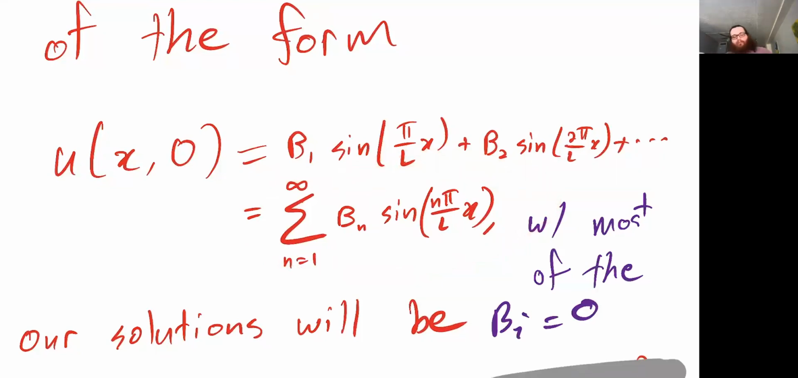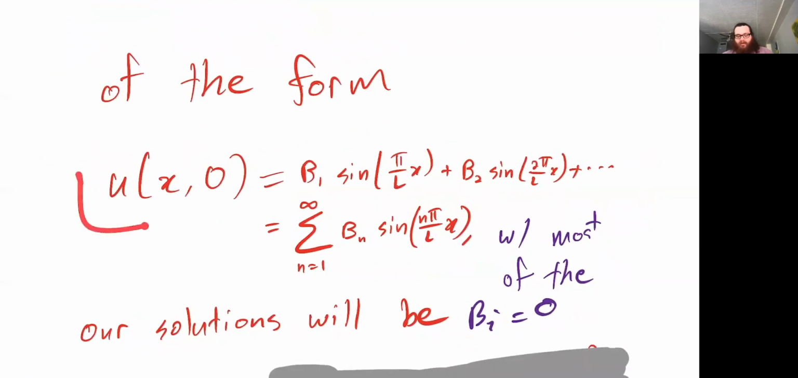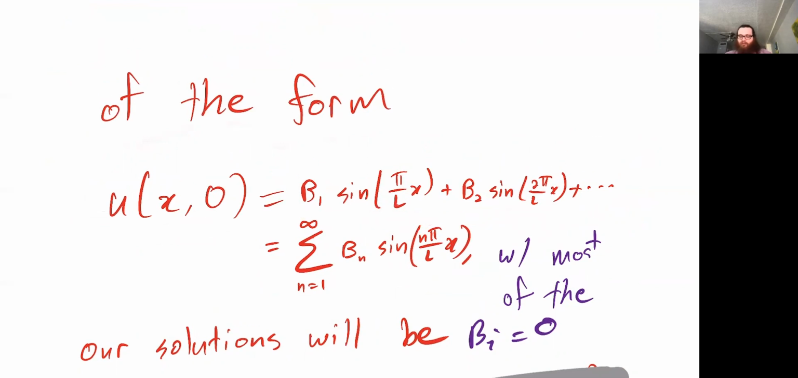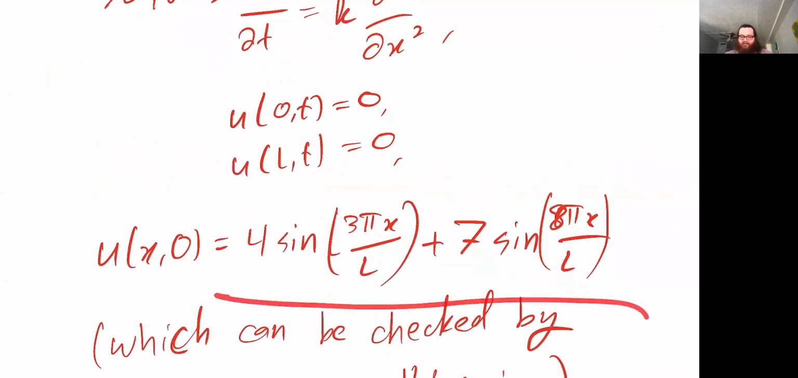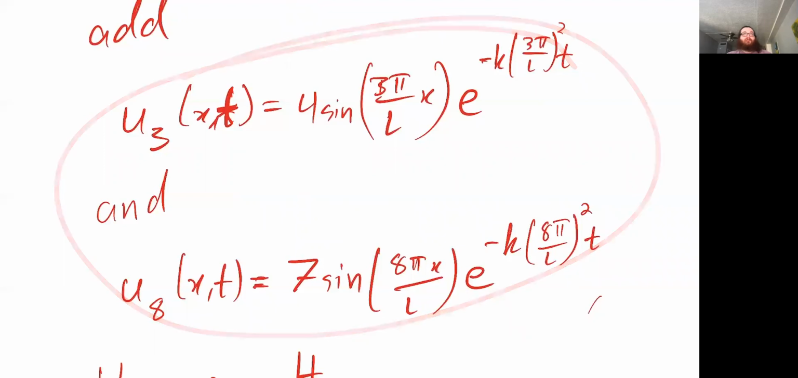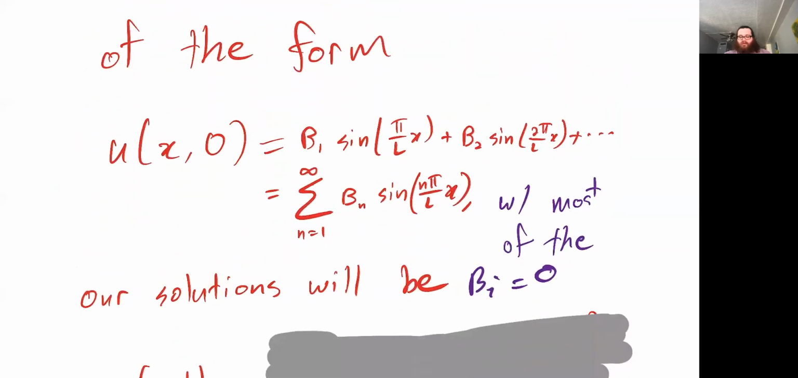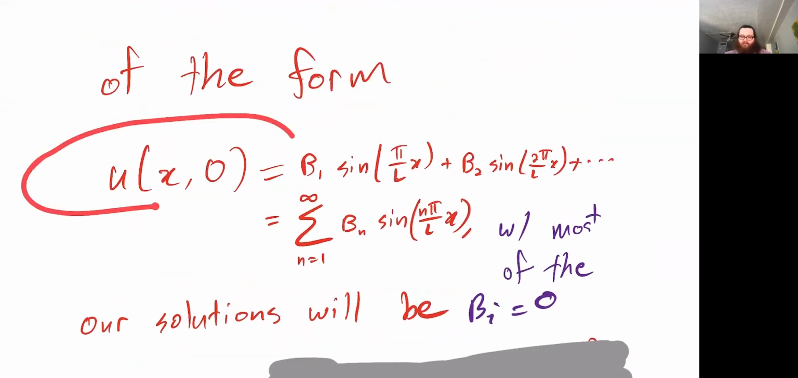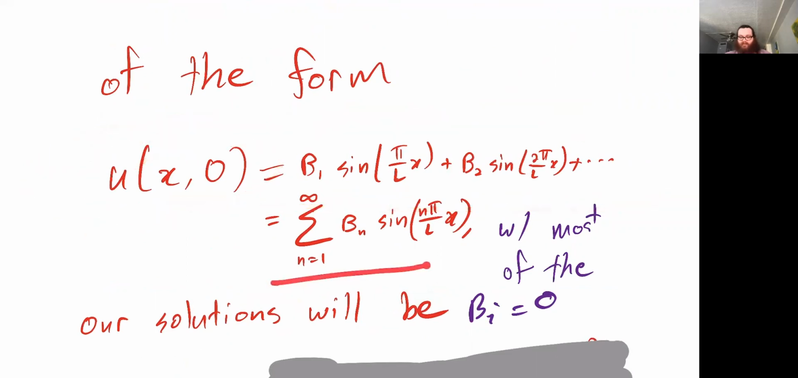Point is, what we're looking at are initial conditions that take the form b1 times sine of something plus b2 times sine of something different, etc. So if we have an initial condition of this form, then we can go back up here and just add pieces like this together and get a solution. Okay. So now the question is, when is this valid? For which initial conditions can we write them in this way?